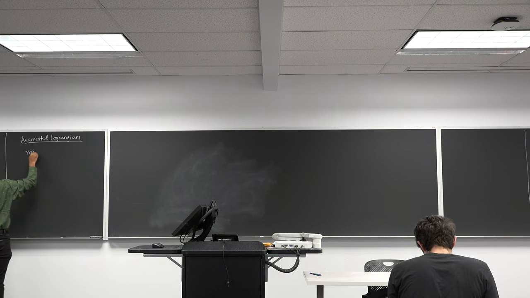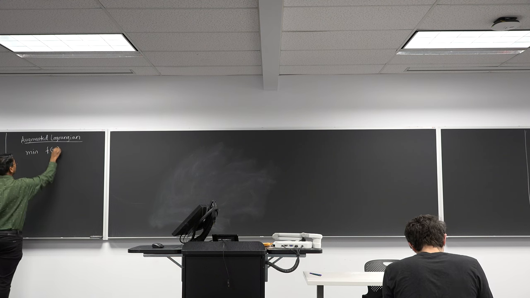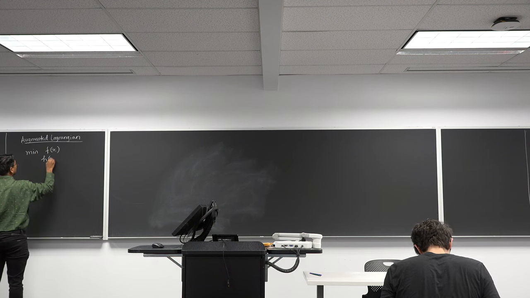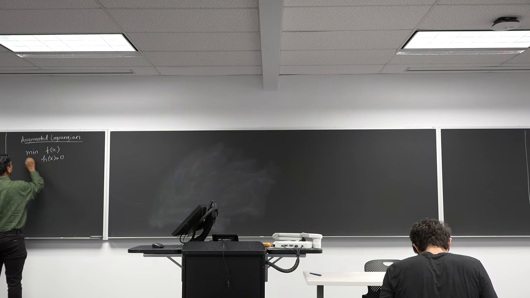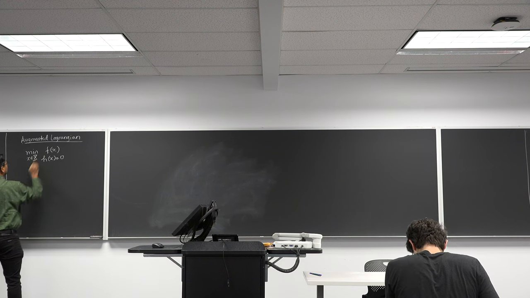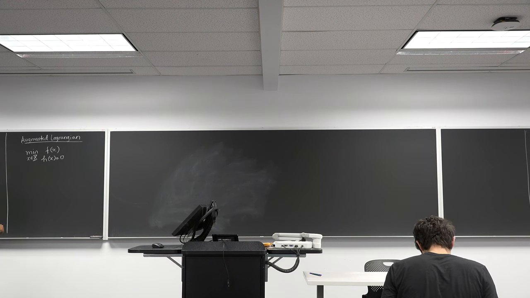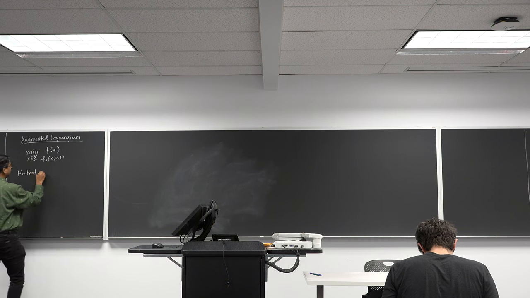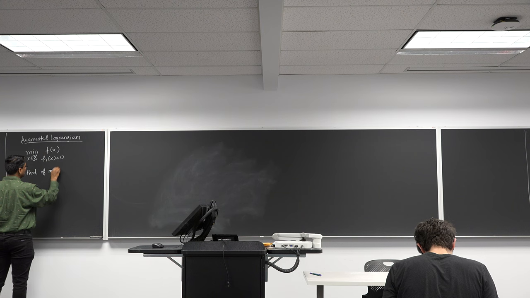I want to minimize f of x, h of x equals 0, x is in some capital set X. And then one of the algorithms we talked about, and I have not mentioned the name, but I want you to remember the name, is the method of multipliers.